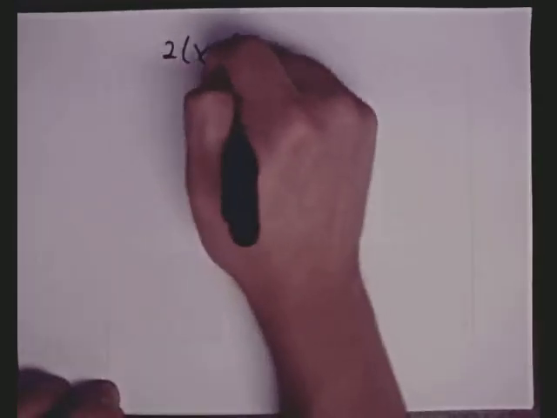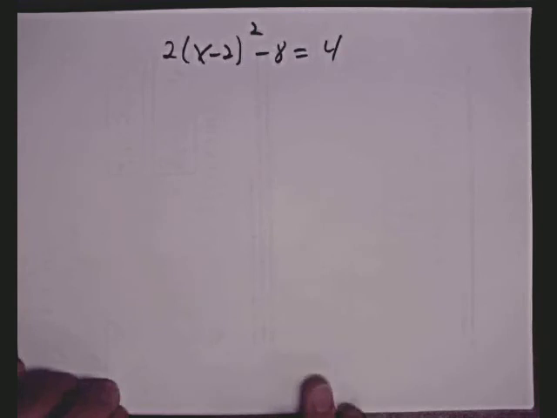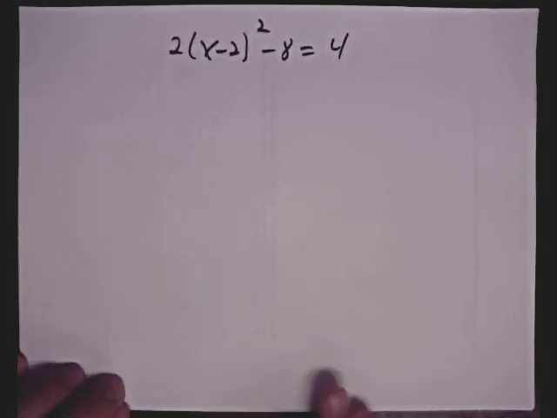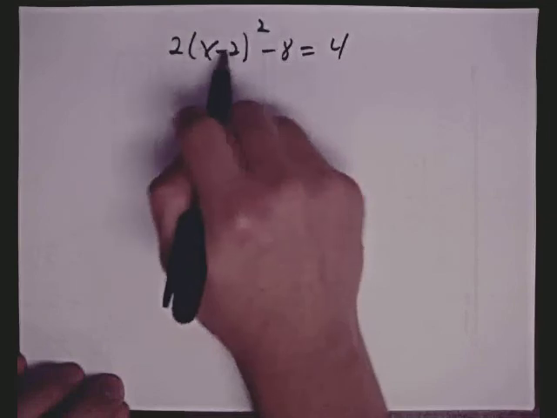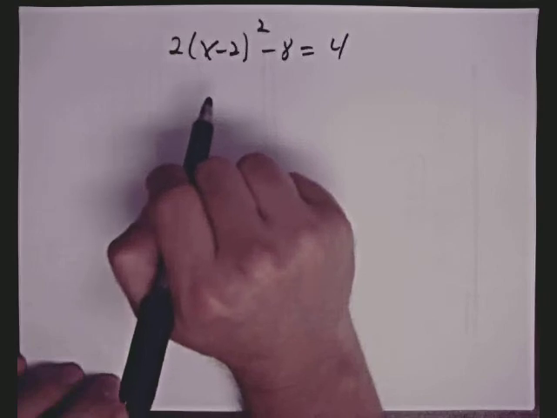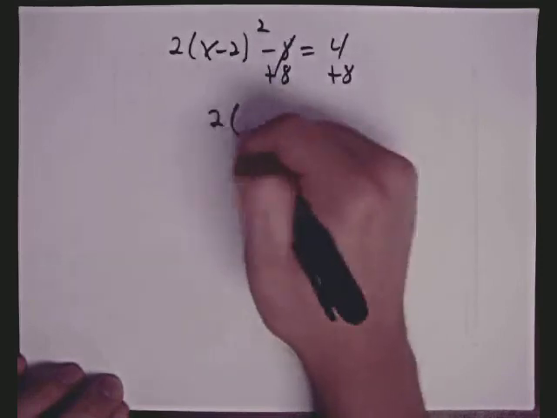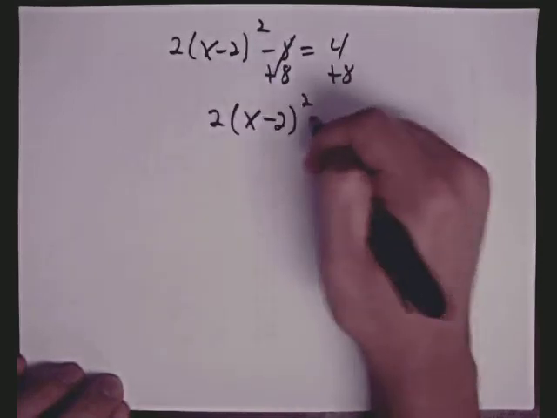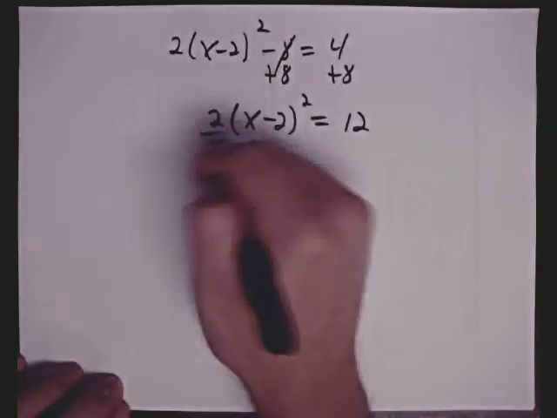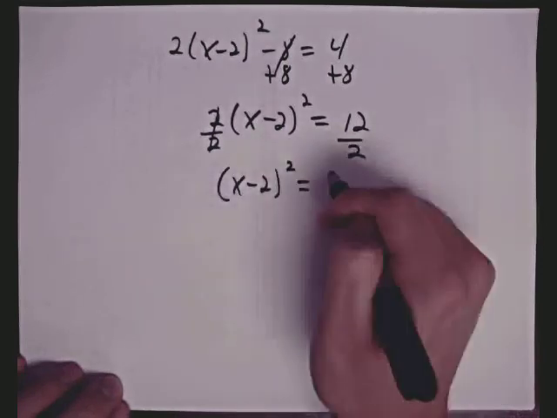Example 4c: 2 times (x minus 2) squared minus 8 equals 4. The giveaway on this one that tells you you can use this method is we have all of our x's inside of this parentheses being squared. So first thing is to get the parentheses alone. We're going to add 8 to both sides. 2 times (x minus 2) squared equals 12. Divide by 2. (x minus 2) squared equals 6.